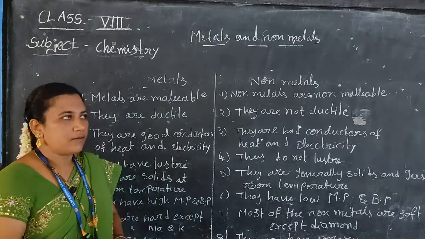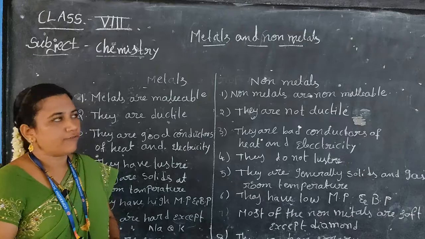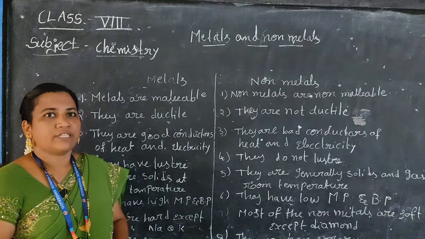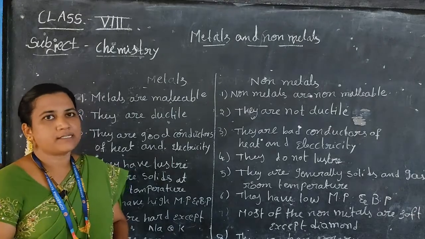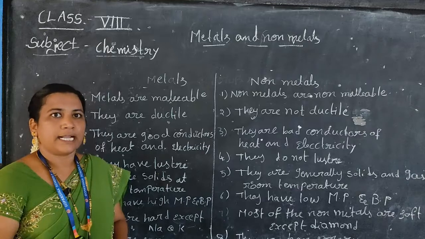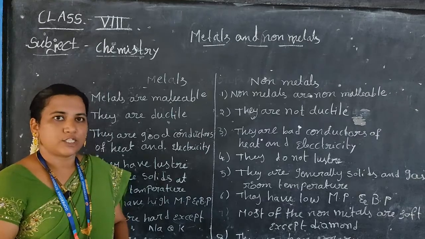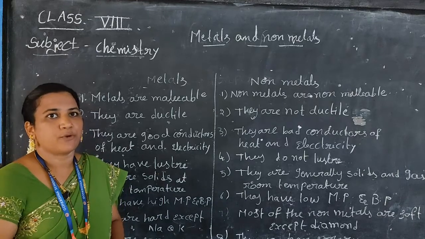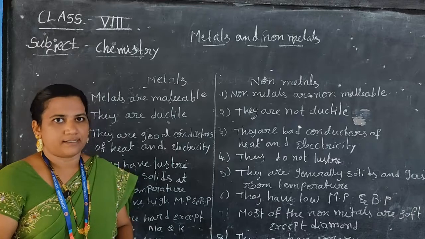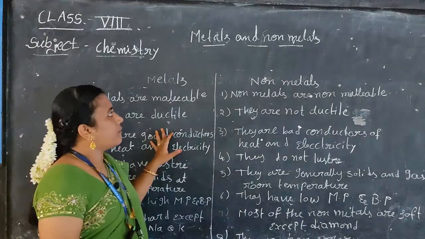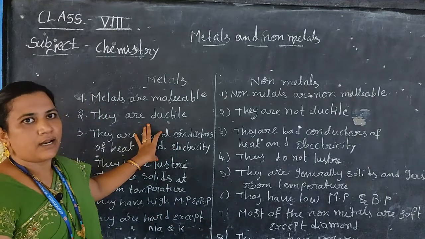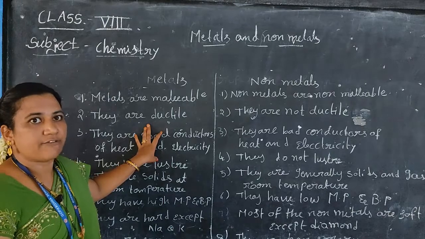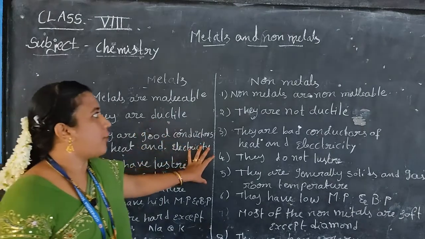Yesterday we discussed some of the physical properties of metals and non-metals. There we discussed the physical state of metals and non-metals, malleability, ductility, conductivity, sonorous, lustrous property, and hardness. Like that, we discussed some physical properties of metals and non-metals. Here, I am going to explain the differences between metals and non-metals based on the physical properties.